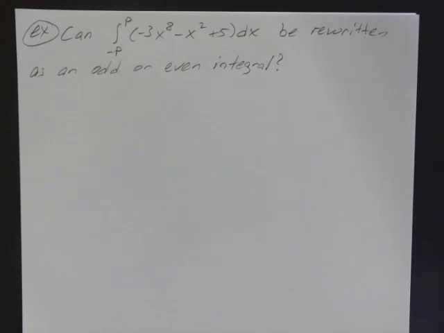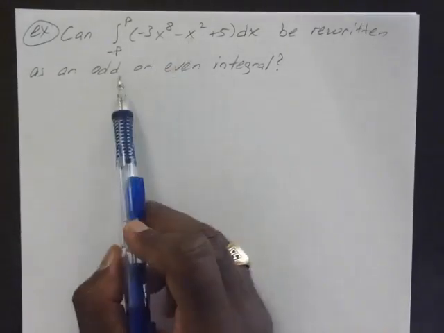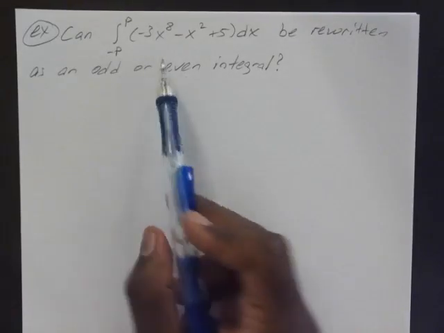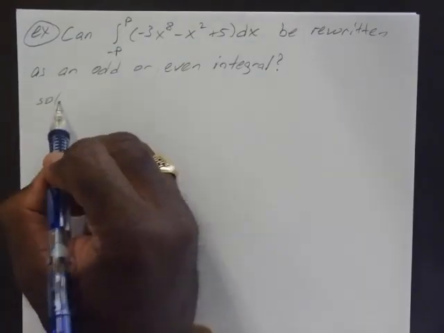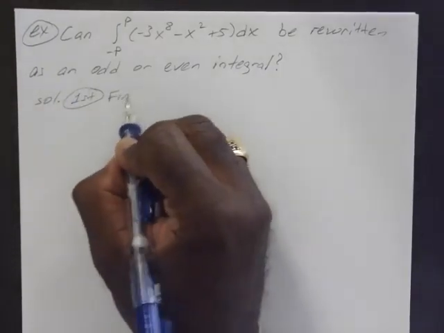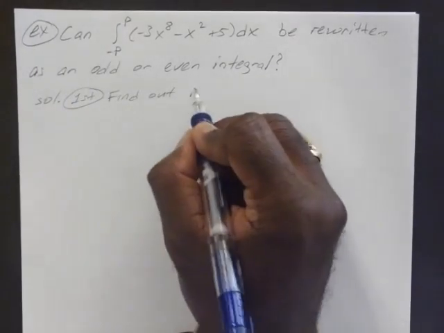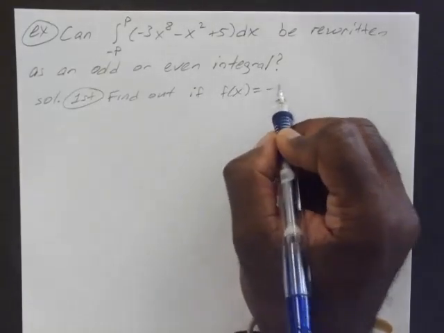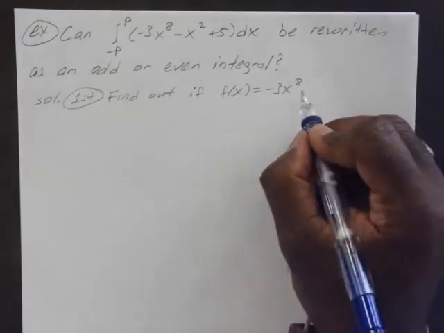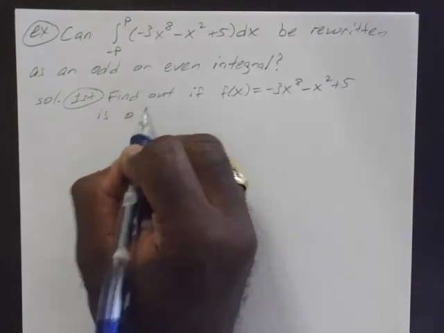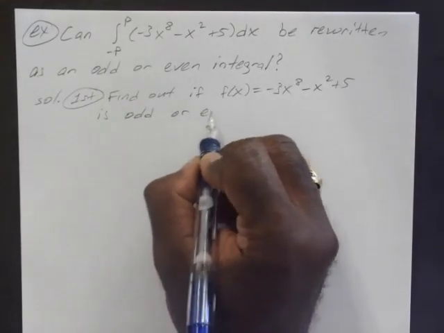Okay, so in order to find out whether or not it can be rewritten as an odd or an even integral, we have to find out if this is odd or even. So the first thing we have to do here is find out if your f of x, equal to negative 3x to the 8th power minus x squared plus 5, is odd or even.